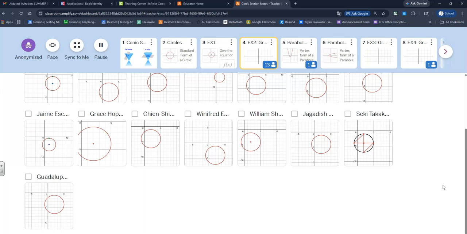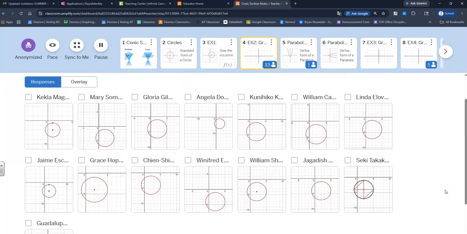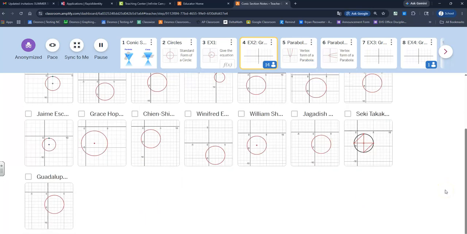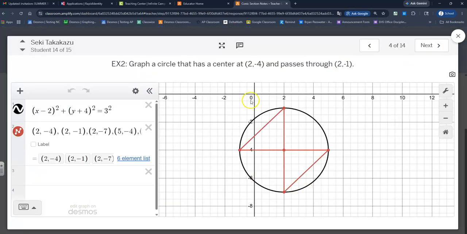And then, let's see. I think most of the rest of these are looking the same. I do want to show you something kind of cool here that I did not know about.